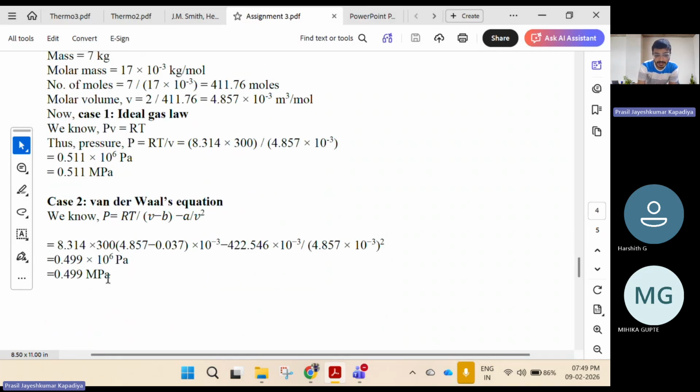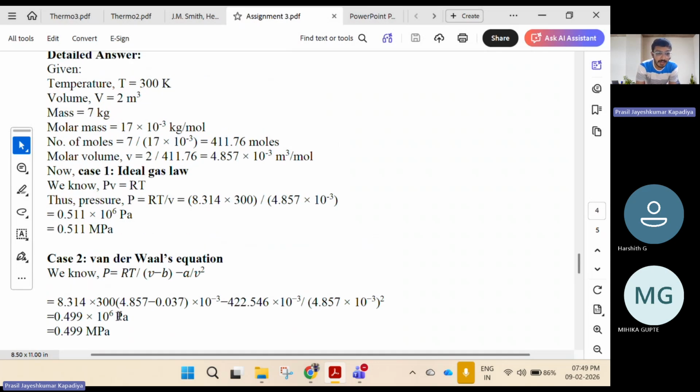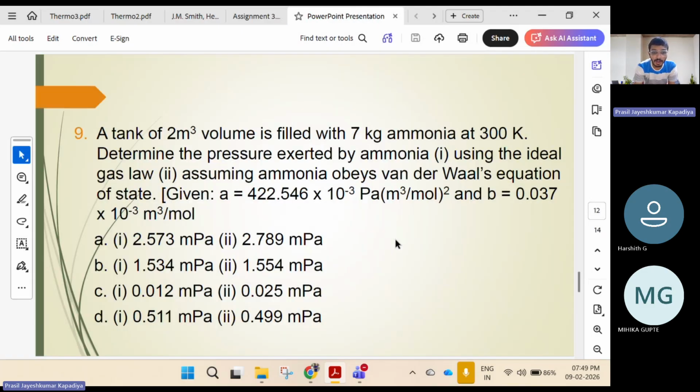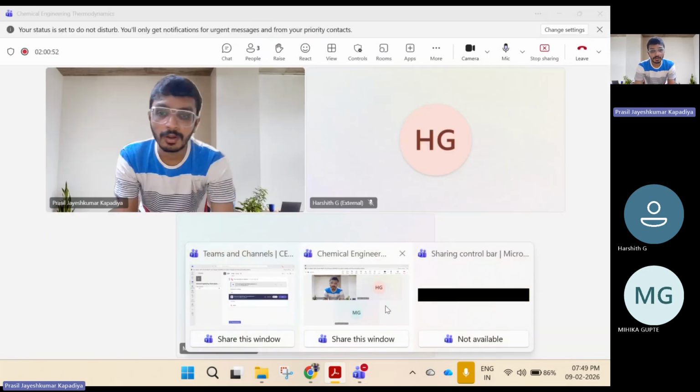So for ammonia, the pressures are more or less coming out to be same. It's not a huge change using van der Waals equation of state. Okay, is this clear to everyone?